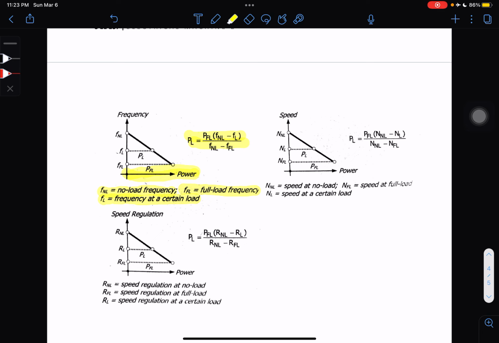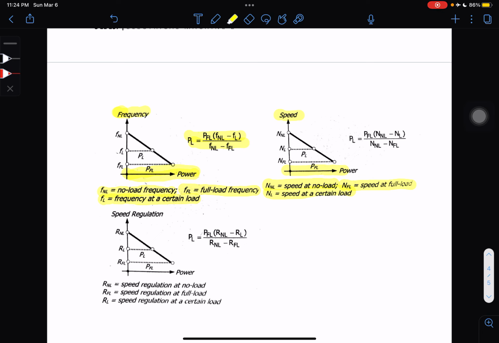So sa atuang speed, so frequency to ganina. For our speed, our axis will be power. So therefore, solving for our PL, PL is equal to PFL, power full load, multiplies ato ang NNL, or the speed. So atong gigamit, N diri is speed. So speed at no load minus speed at a certain load, divided by no load minus NFL or the speed at full load.